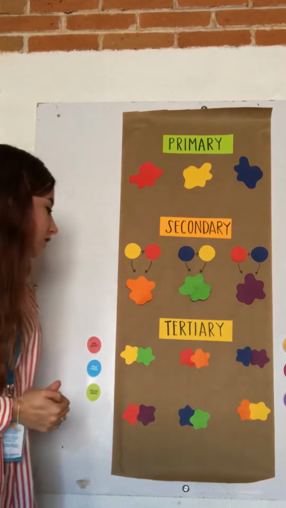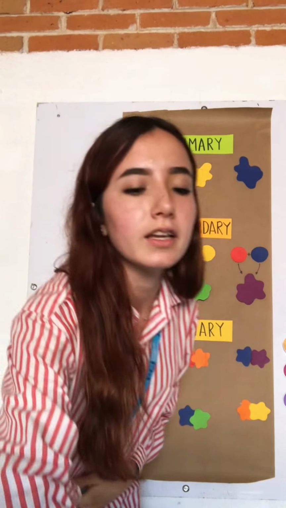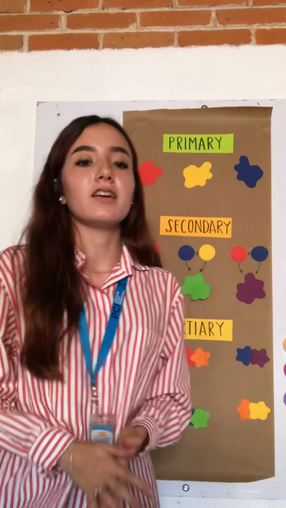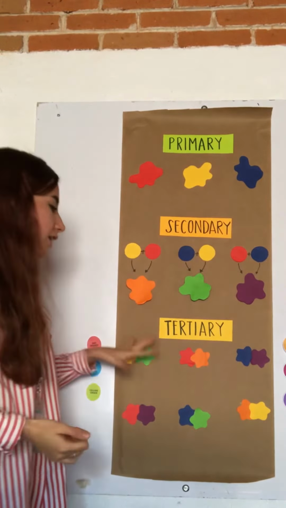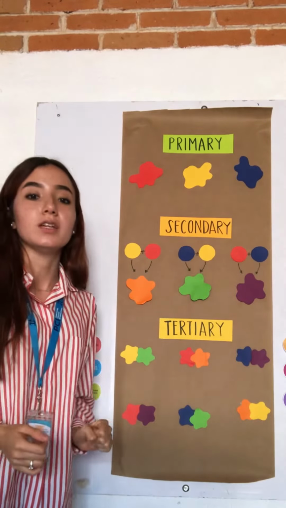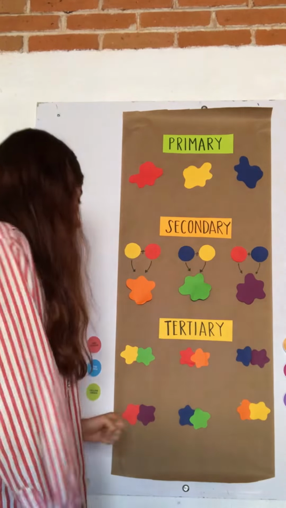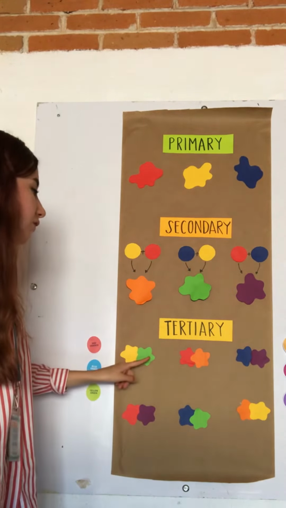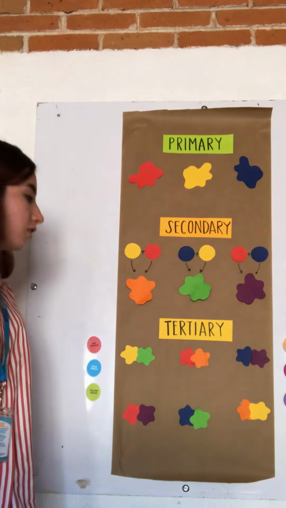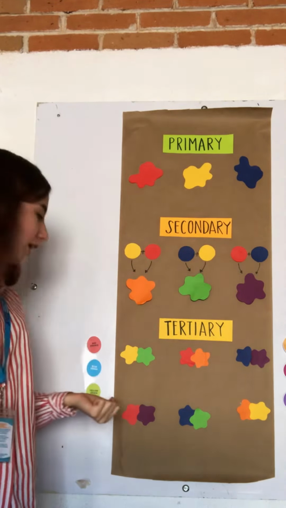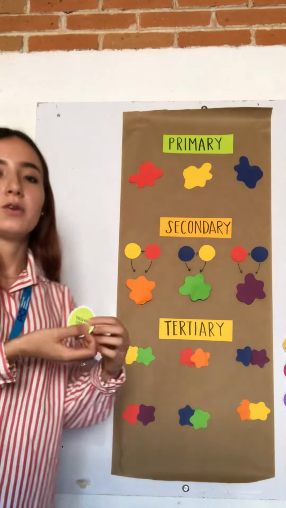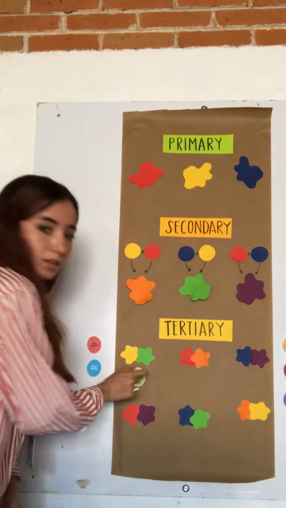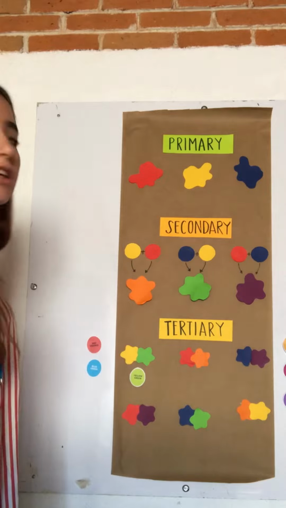So the tertiary colors are the colors that we obtain from mixing equal parts from a primary color and a secondary color. Here we have the combinations that we are going to need to obtain these colors, okay? So first we have yellow, that is a primary color, and then we have green, that is a secondary color. So which color do you think that we get? Exactly, we get yellow-green. So we are going to place it down here. That's our first tertiary color.